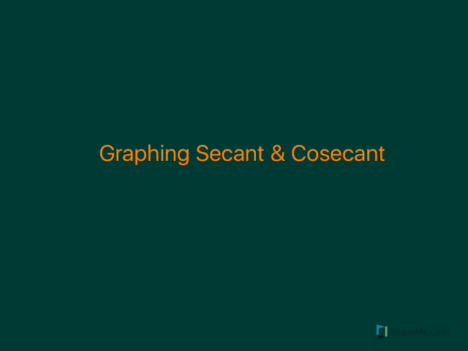To understand the graphs of secant and cosecant, we need to understand that they are the reciprocals of cosine and sine, and then we also need to understand what happens to a number when we take the reciprocal of it.